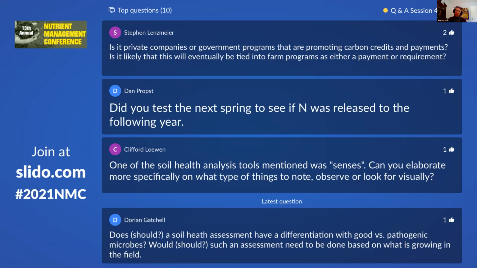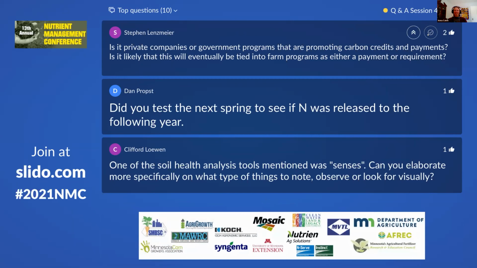In terms of whether this will be tied to farm programs as a payment or requirement, I suspect we're far from that, but there may be some policy experts who have better insight as to the future of farm policy that way. Yep, very good.